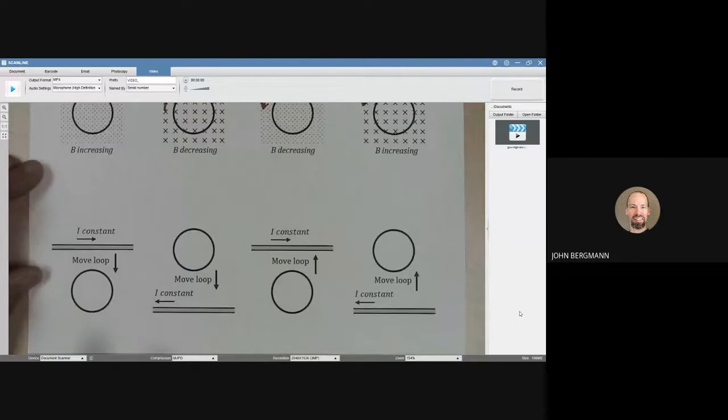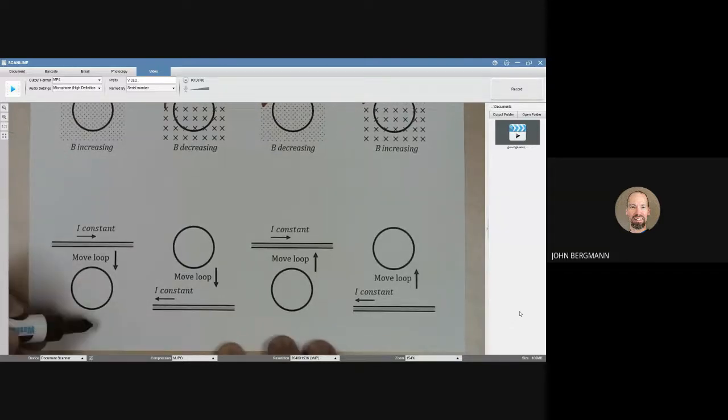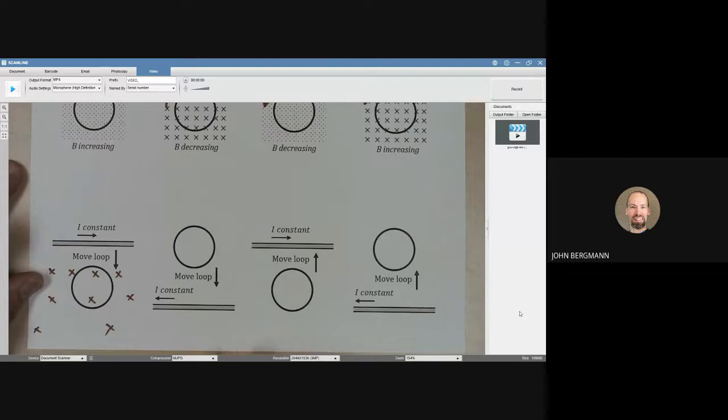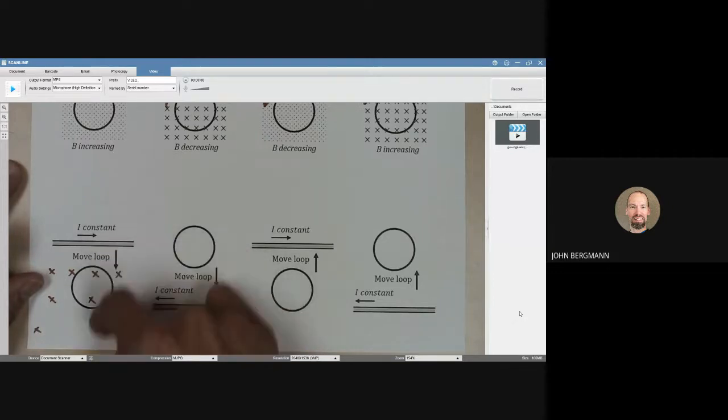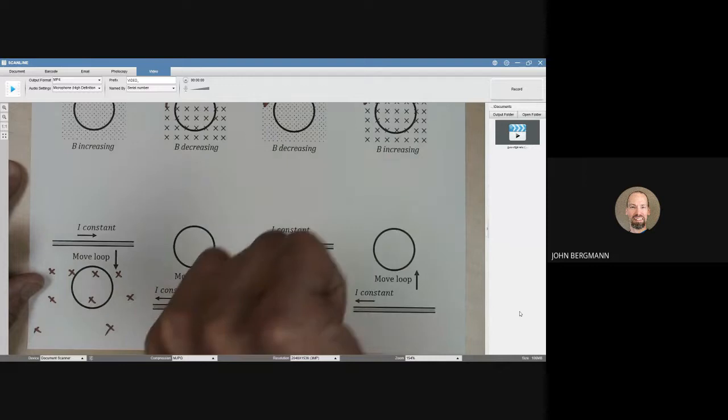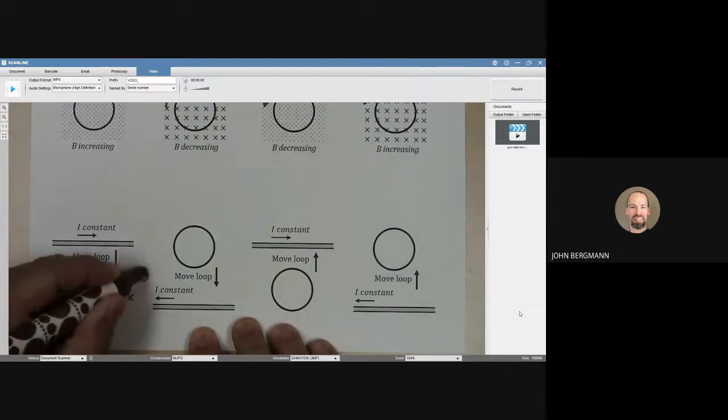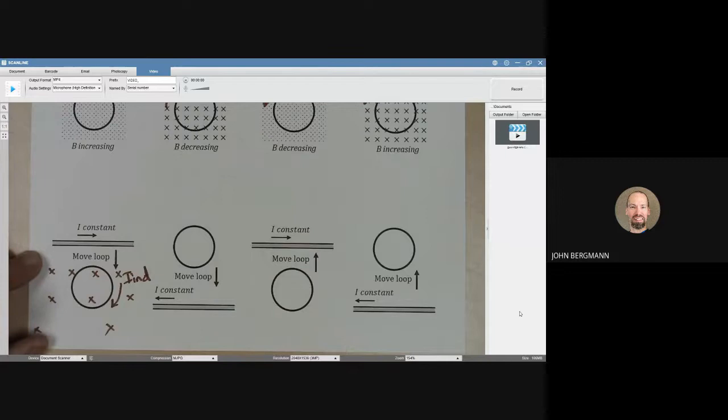Here we have a constant current. So we have field lines that are going into the page here. And as we get further away, the field gets weaker, doesn't it? As we move the loop away, there's going to be less flux. What does nature say? I don't like change. So if there's less flux, we're going to try and help by using our right thumb, and we're going to get the induced current and EMF.